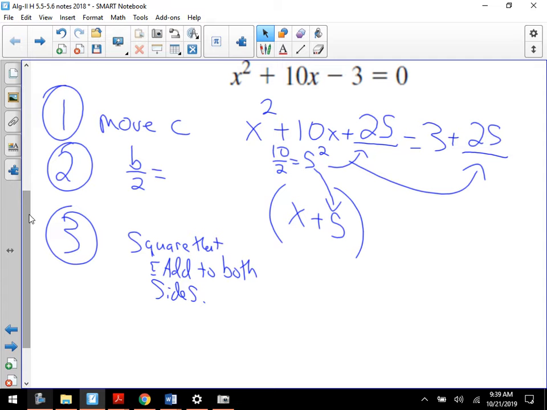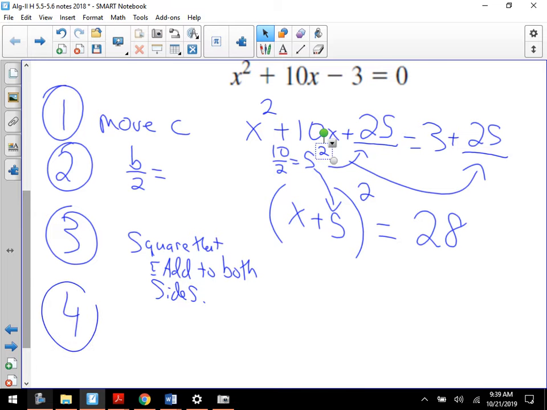Okay. So now, what you're doing here is you're creating junk squared. Because what times what is 25 and what do you add together to get 10? 5 and 5. X plus 5, x plus 5. Junk squared is junk times junk. That's what this comes from. So now, what's 25 and 3? 28.